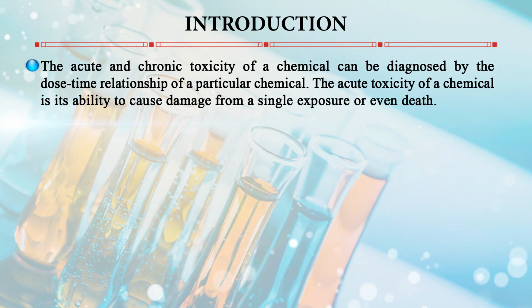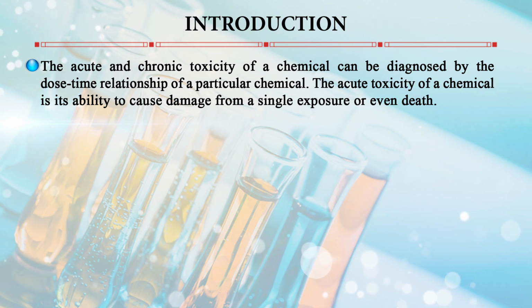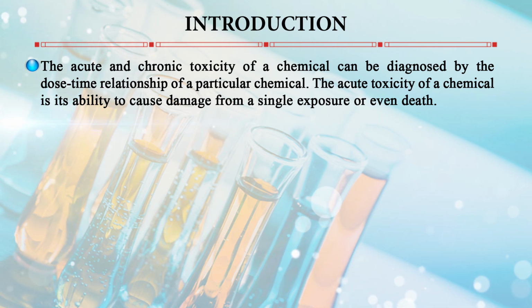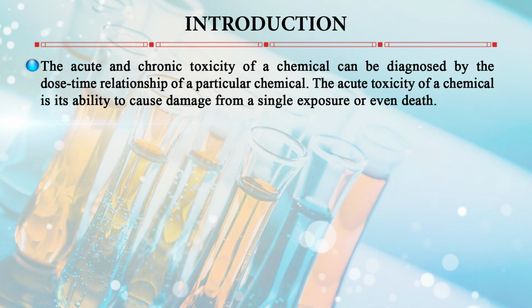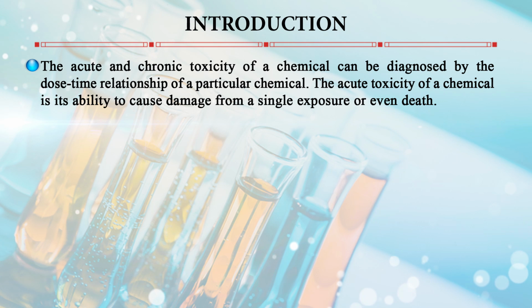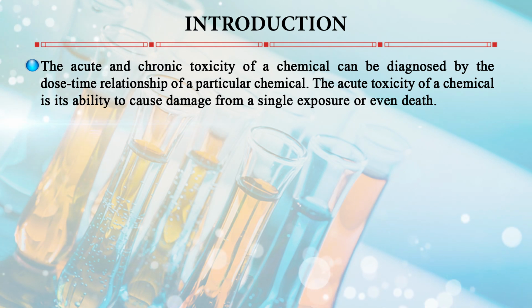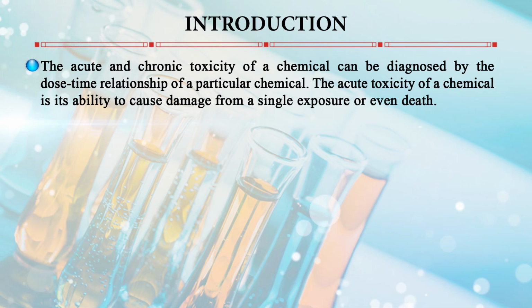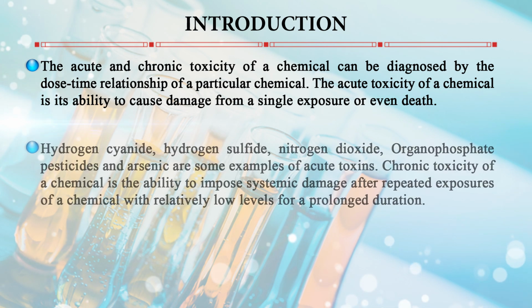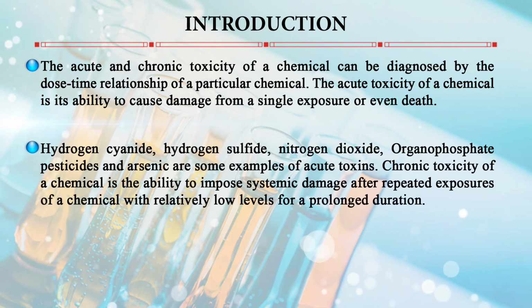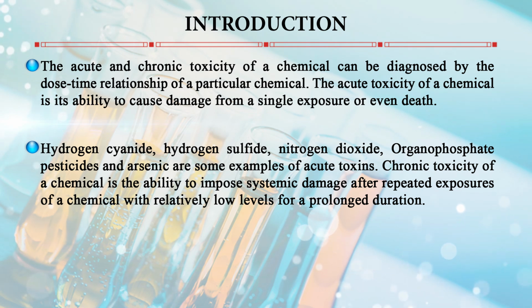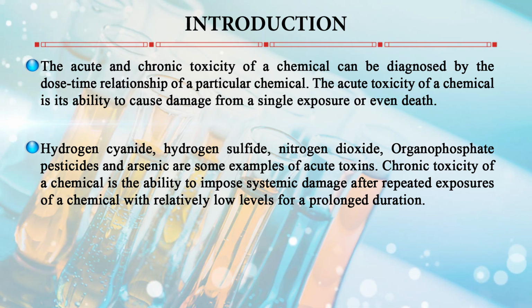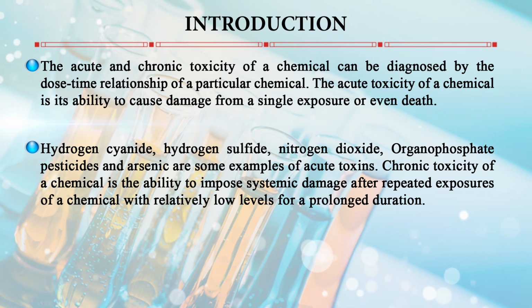The acute and chronic toxicity of any chemical can be diagnosed by the dose-time relationship of that chemical. The acute toxicity of a chemical is its ability to cause damage from a single exposure; sometimes one exposure is sufficient to make a person die. For example, hydrogen cyanide, hydrogen sulfide, nitrogen dioxide, and also some organophosphate pesticides and arsenic are examples of acute toxins.